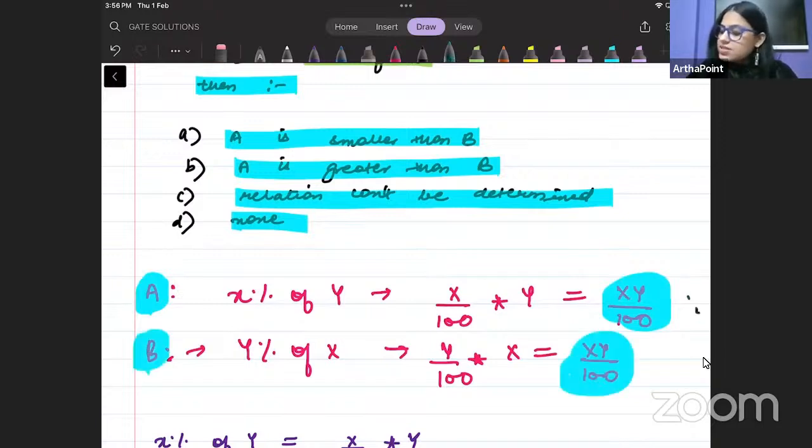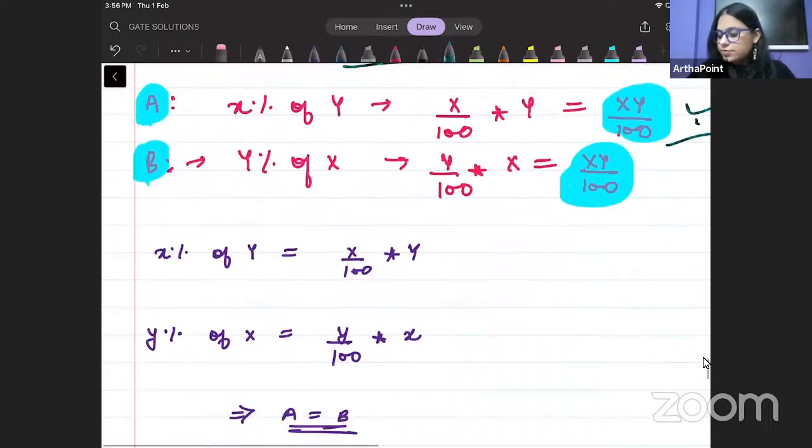So both of the numbers are the same, right? So this is incorrect, A is smaller than B. This is also incorrect, A greater than B. This is also incorrect, that the relationship cannot be determined. This is correct, none of the above. Because we know that A and B are equal to each other.